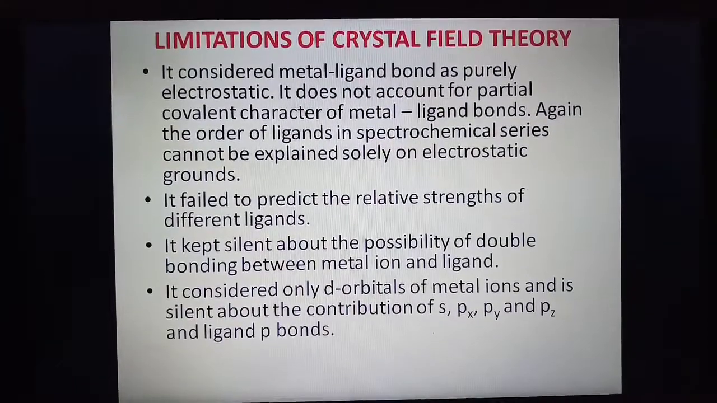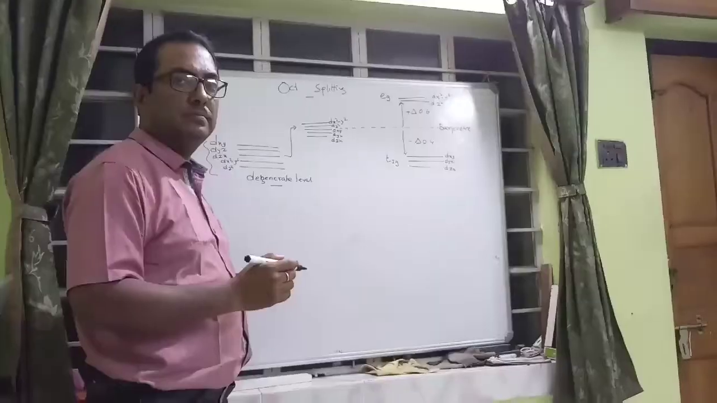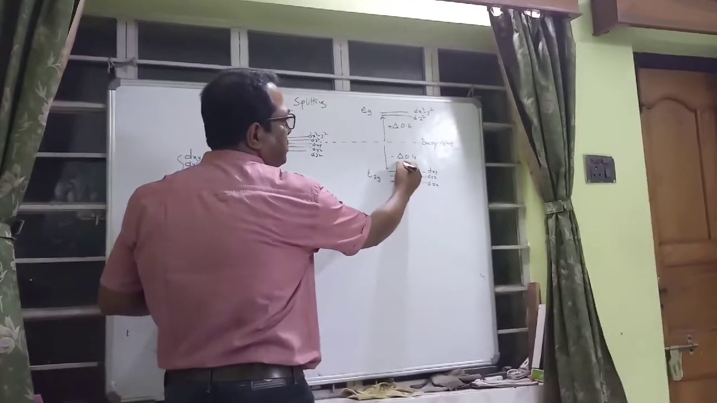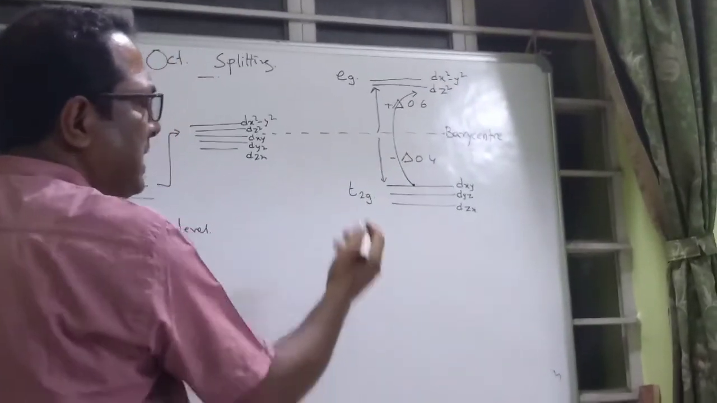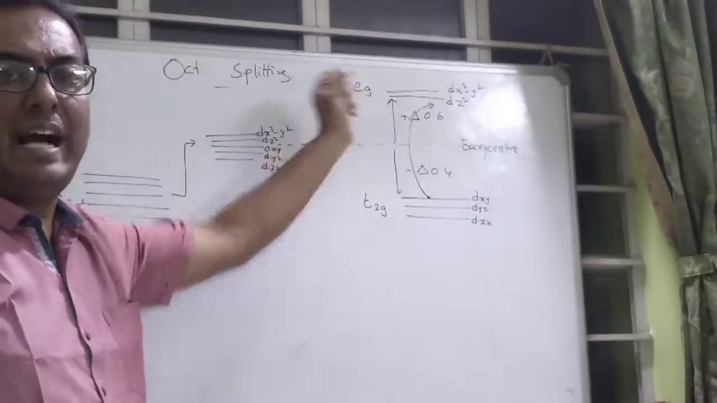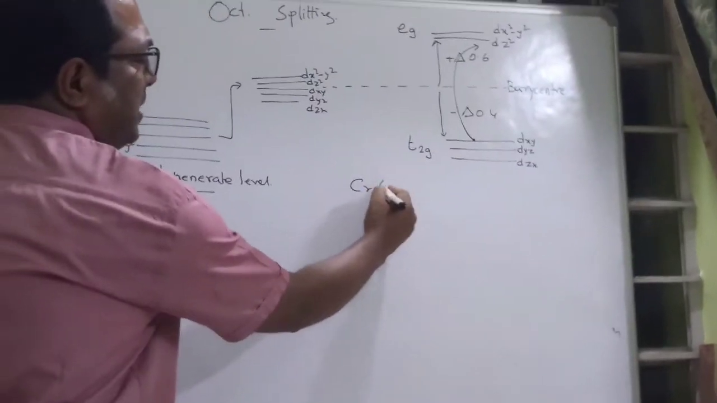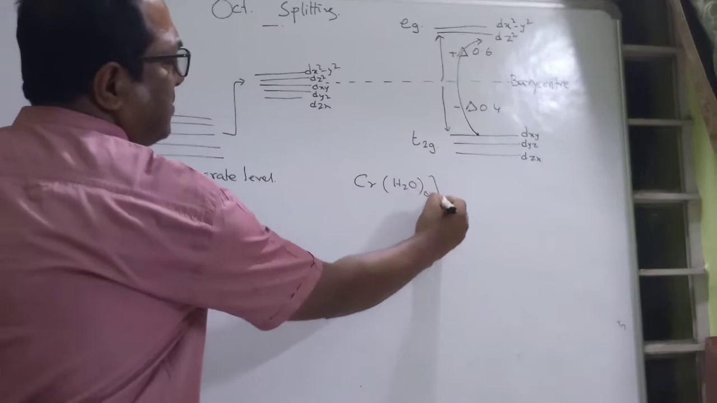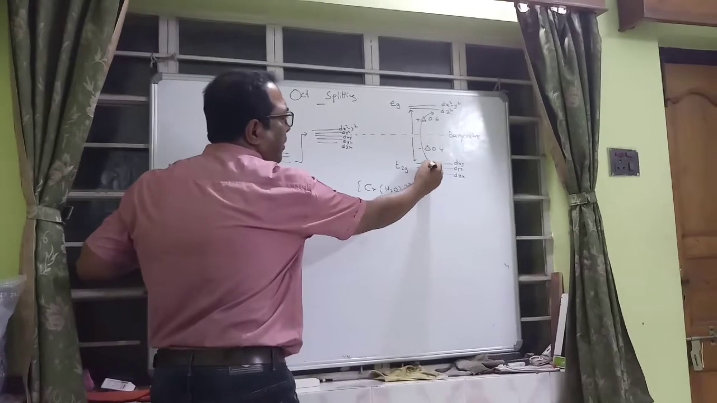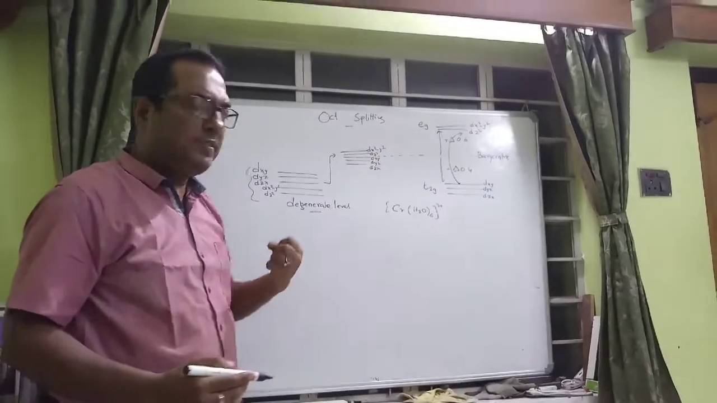Before I go to the limitations of the crystal field theory, I would ask the students to see the board once more. You can see the electrons moving from the T2G level to the EG level, they absorb some energy. Without absorbing the energy, they cannot go to the higher level. If I take such compounds like chromium with six molecules of water, here the electrons would jump from the lower energy to the higher energy. In doing so, they absorb the energy.